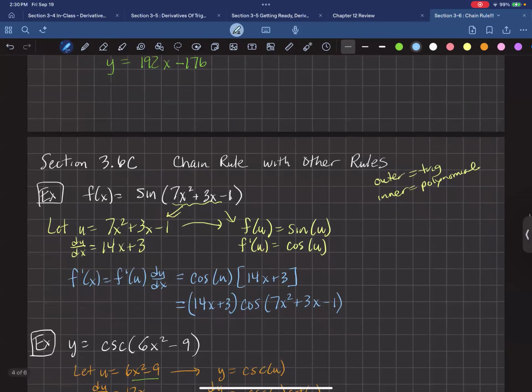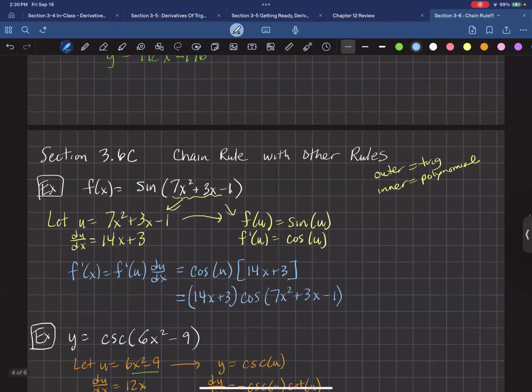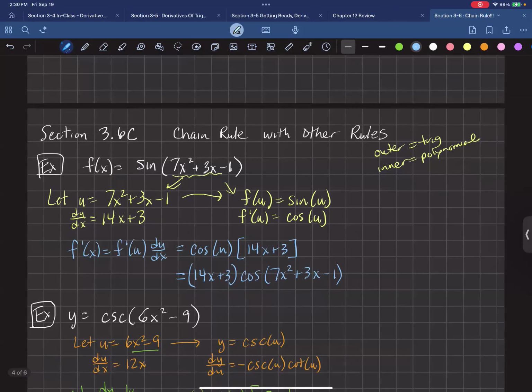Okay. So if you let u equal the inner function, the 6x squared minus 9, you get y equals cosecant u. And then you want to take the derivative of both. du dx equals 12x. dy du is negative cosecant u cotangent u. And remember, we're doing it where dy dx, we have a dy here, we have a dx here, and the du's get put in the empty spots.